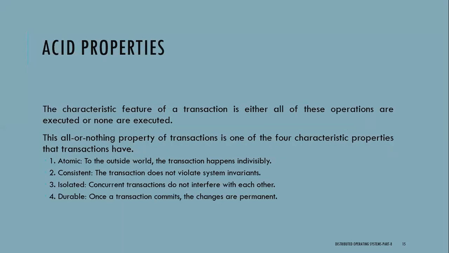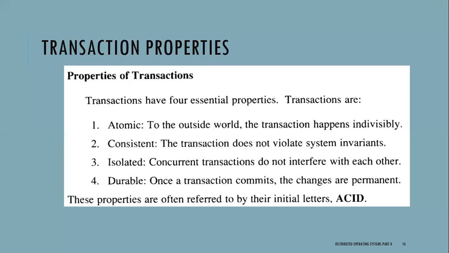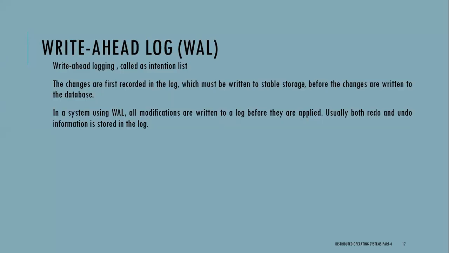ACID properties. The characteristic feature of a transaction is that either all of its operations are executed or none are executed. This all-or-nothing property of a transaction is one of the 4 characteristic properties transactions have. One is atomic, second consistent, third isolated, and fourth durable. These properties are often referred to by their initial letters, called ACID.